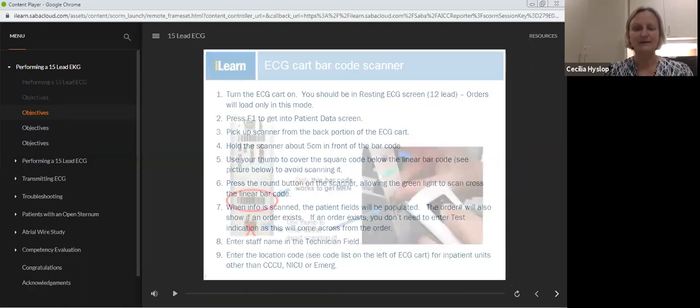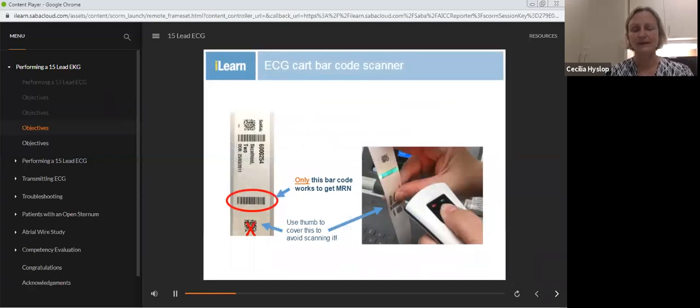So that may be a difference from your system. Here's an example of our patient's name band, and you can see that there's the barcode and the QR code. We really want people, in order for the information to be uploaded into the system, to scan with this scanner the barcode and cover up the QR code.